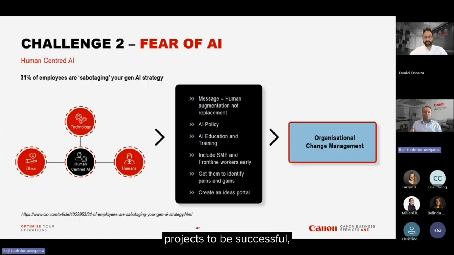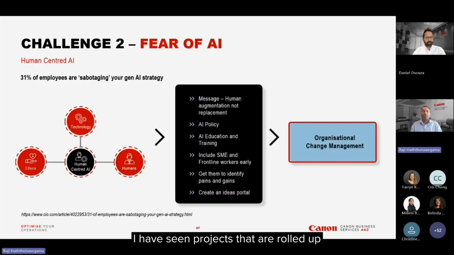So if you want AI projects to be successful, you have to get your subject matter experts, the people who are impacted, to be part of that initial discovery very early on. So messaging: human augmentation, not replacement. Have your policies, training and education, and include them. Identify early what their pains and gains are and address that. Another good tool: a lot of organizations have built an ideas portal where anyone can put how AI or any automation can help them. So get them part of that journey, and that makes a huge difference for the success of projects.